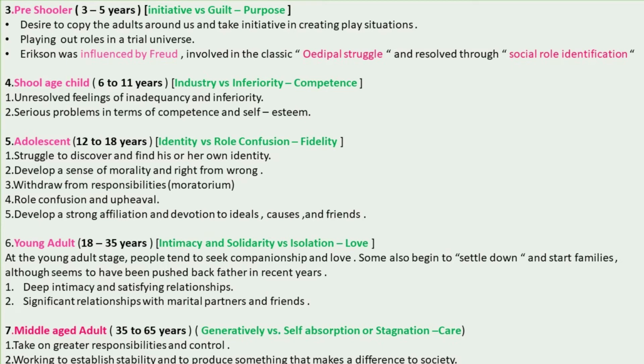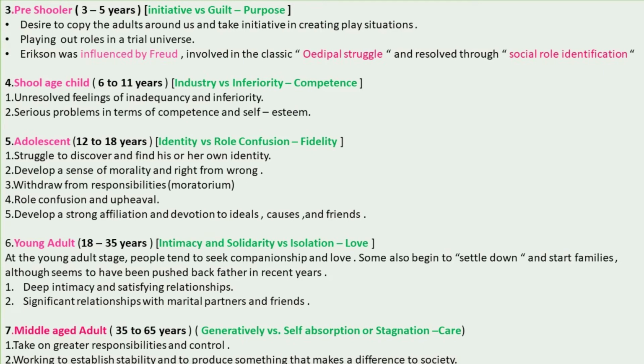And fifth stage is adolescent, 12 to 18 years. Identity versus role confusion, fidelity. Struggle to discover and find his or her own identity, develop a sense of morality and right from wrong, withdraw from responsibilities, moratorium, role confusion and upheaval, develop a strong affiliation and devotion to ideals, causes, and friends. Sixth stage is young adult, 18 to 35 years.